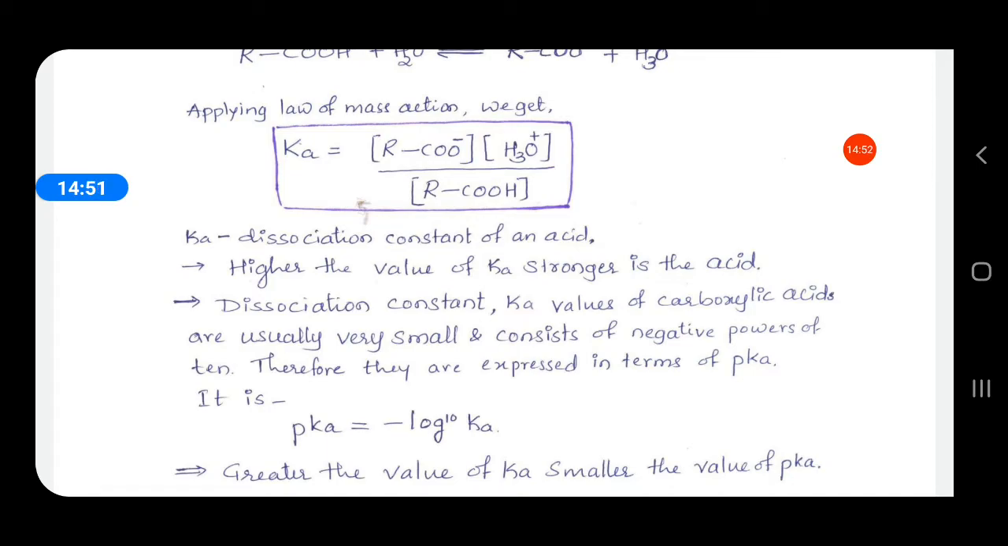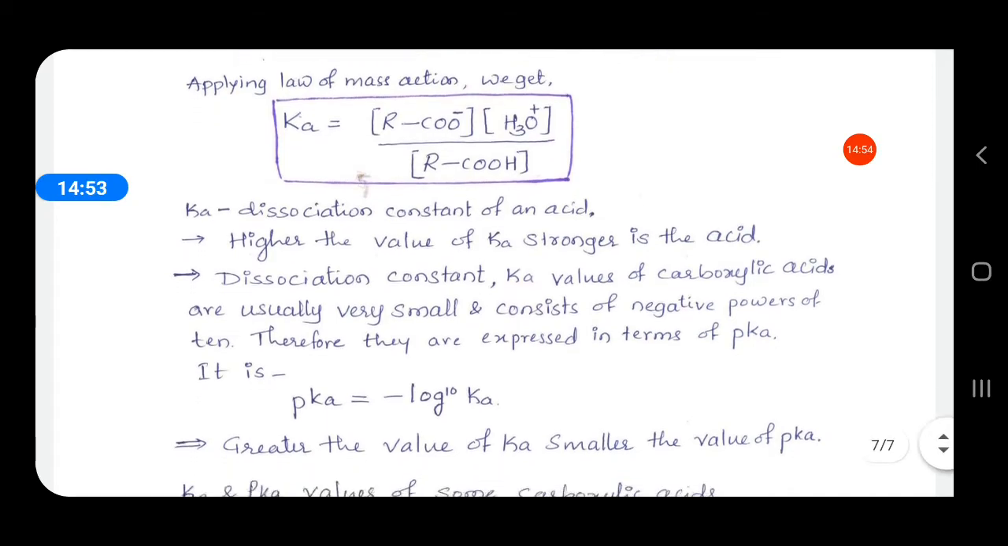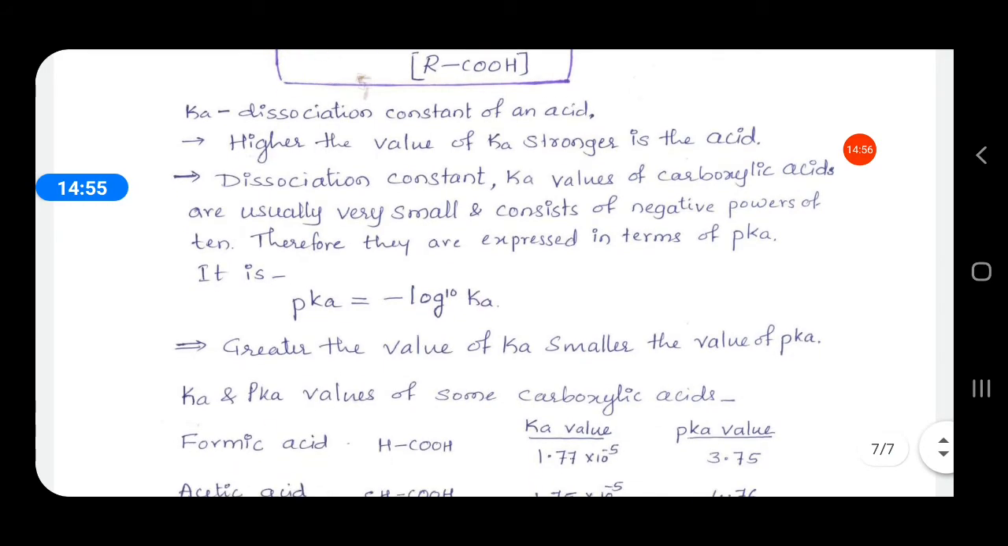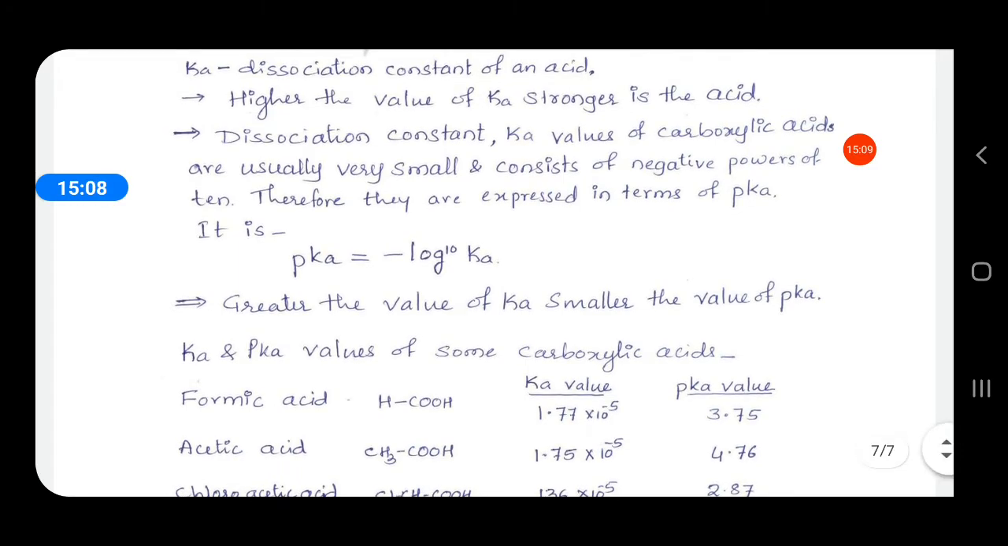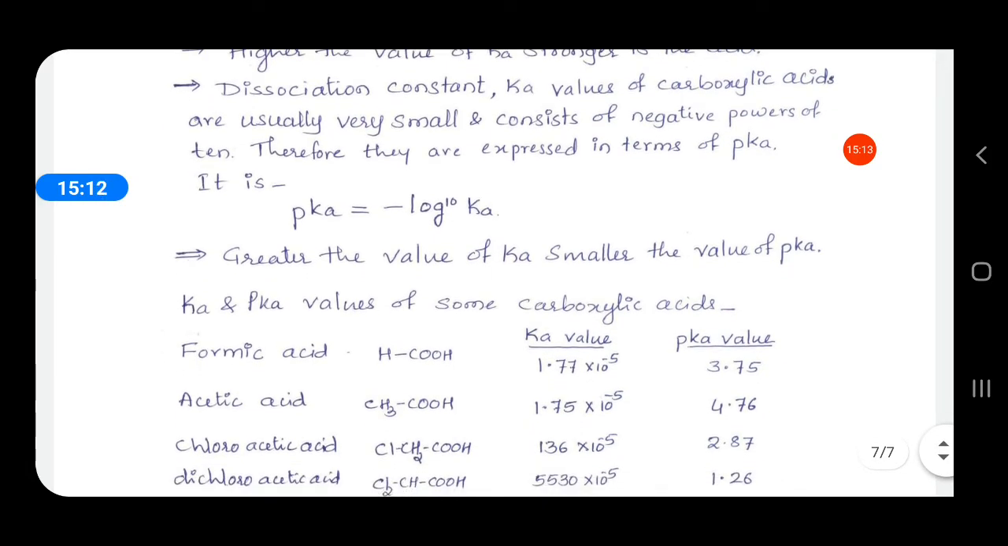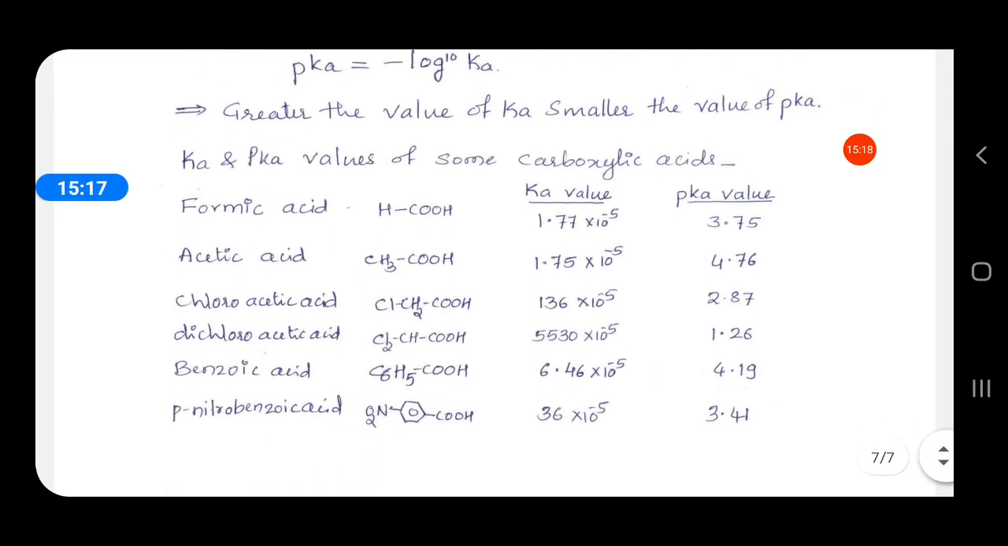pKa. So what is pKa? You have already studied that pKa is equal to negative log of Ka to the base 10. So when the Ka value is more, the pKa value is small. So the greater the value of Ka, the smaller the value of pKa. Some Ka and pKa values of some carboxylic acids are given here.